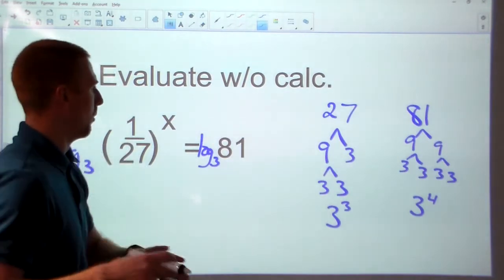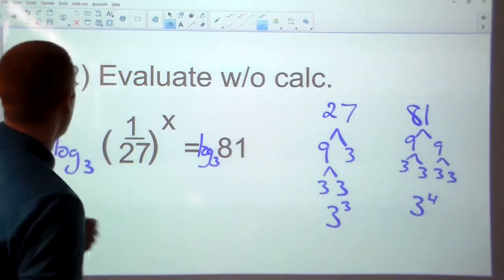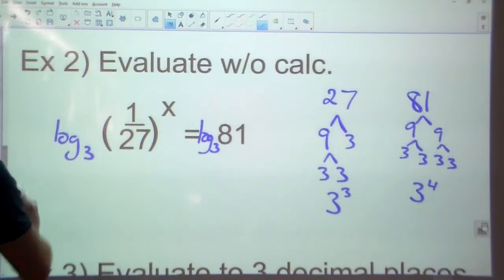Maybe one day we'll talk a little more about bases and some of that stuff with the problem of the week. So I'll leave it at that for now.